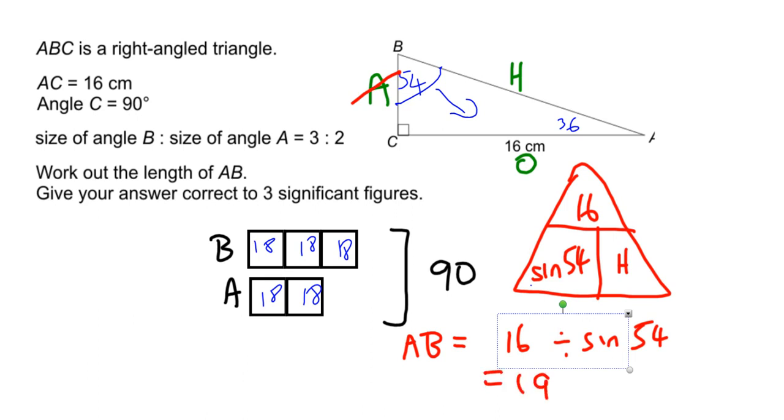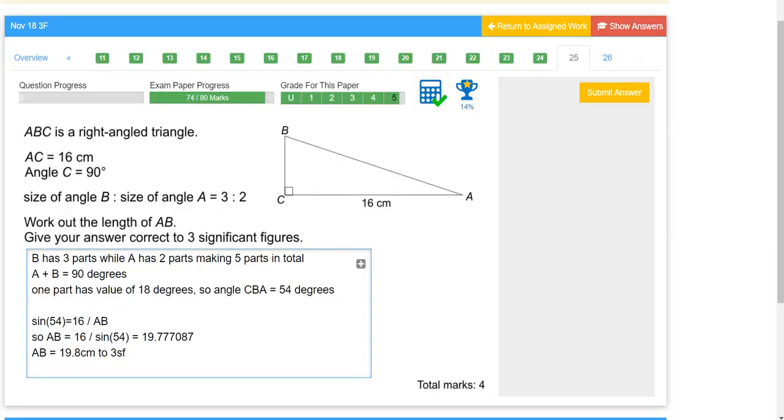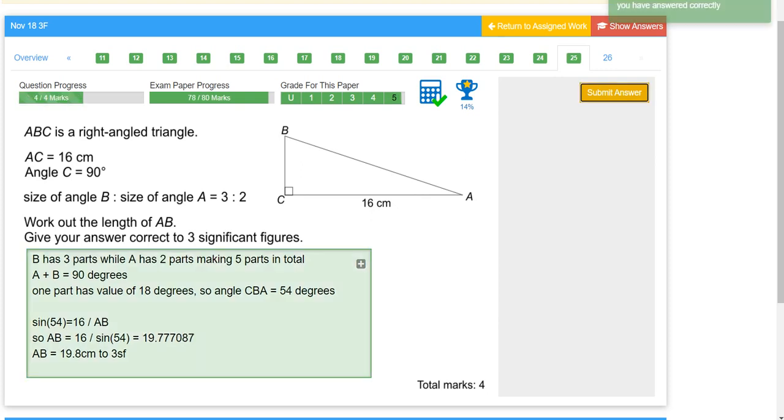So I'll just write that in. That's 19.777. I want to do that to 3 significant figures. So there's 1, there's 2, there's 3. So it's going to become 19.8. 19.8 to 3 significant figures. Let's stick it in the MathsWatch. So here you can see I've just written out what we did using our bar model. And then there's our SOHCAHTOA. And I've gone for 19.8.